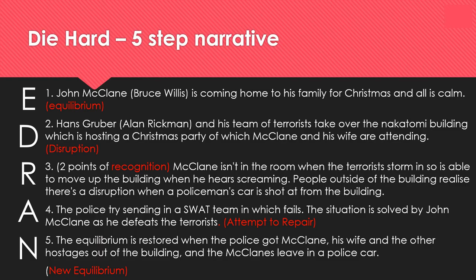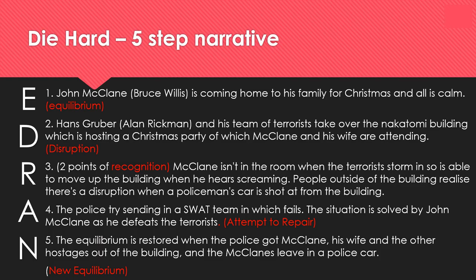And we can apply this to many, many films, but in Die Hard, what happens is he comes home to his family and everything's normal, everything's calm. That's the equilibrium. Then some terrorists take over the Nakatomi building, which he's in for the Christmas party. So obviously that is the disruption to normality.